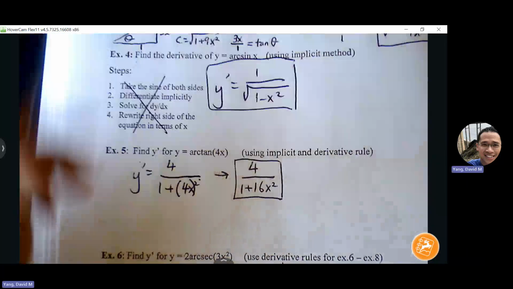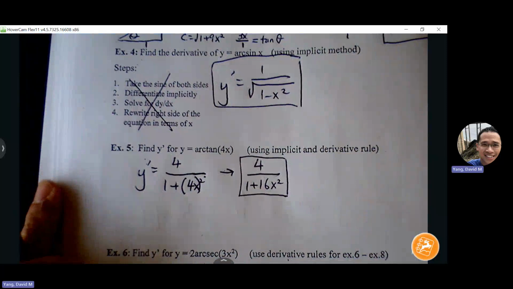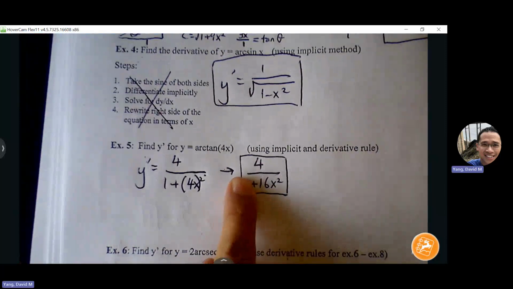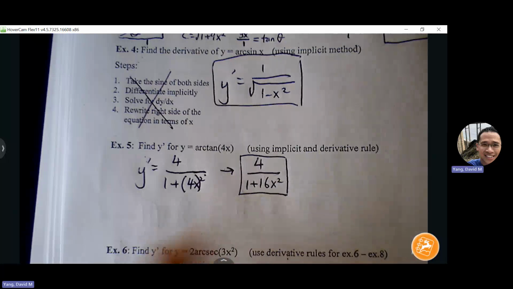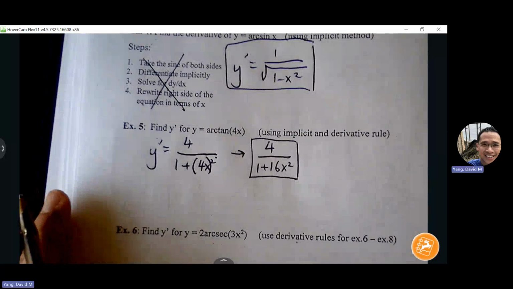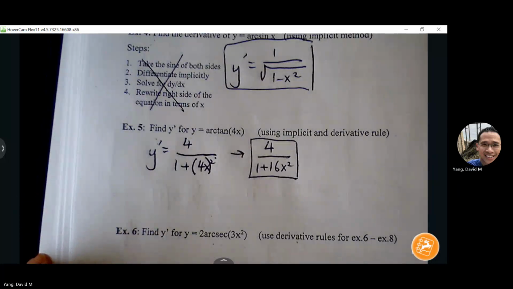So here's our slope. We can't simplify, because of the plus sign. Now, if it was just 4 over 16 plus x squared, then yes, you can reduce the 4 and 16, but that 1 plus gets in the way. You can't simplify to 1. You can't take the 1 out of here.